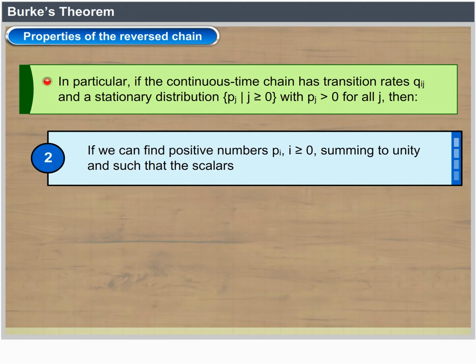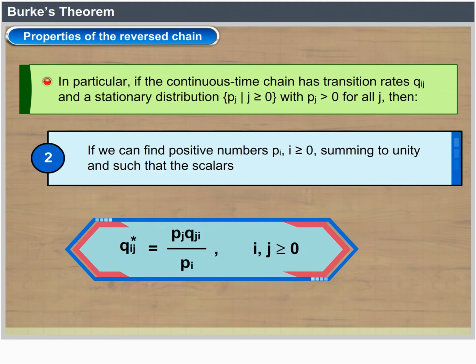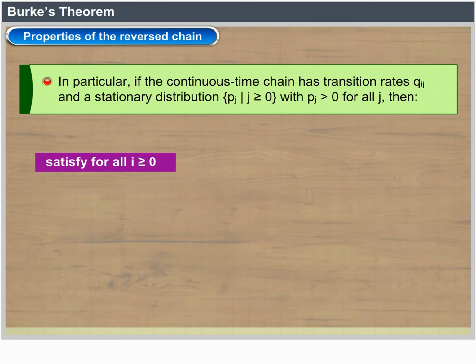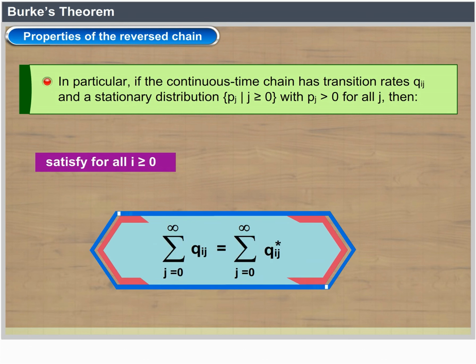If we can find positive numbers P_i, i greater than or equal to 0, summing to unity and such that the scalars q_ij star is equal to P_j q_ji divided by P_i, i, j greater than or equal to 0, satisfy, for all i greater than or equal to 0, the summation over j equals 0 to infinity of q_ij is equal to the summation over j equals 0 to infinity of q_ij star.